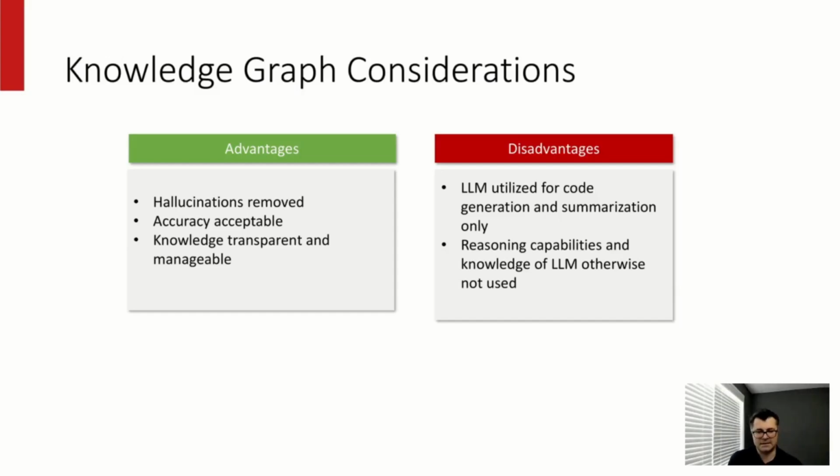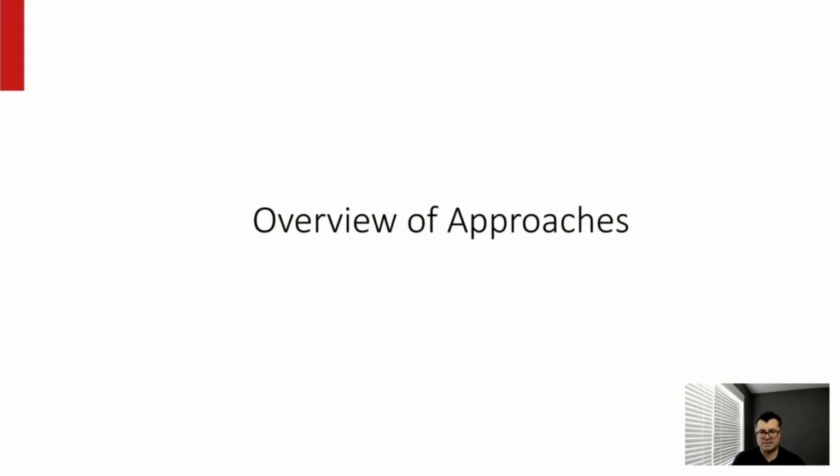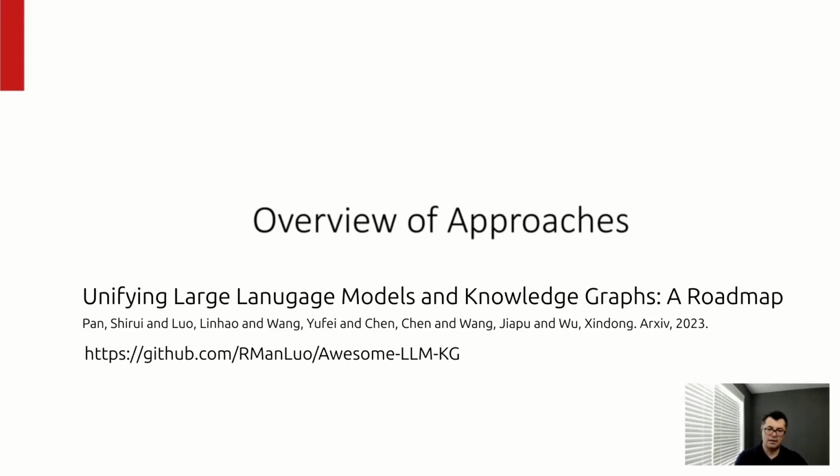So that's kind of what this last segment of this presentation is about. We take a look at what's available out there. There is a literature survey called Unifying Knowledge Graphs and Large Language Models, a roadmap. I'm sharing a reference to it. A lot of the overview that follows is from that literature survey. A lot of the graphics I'm using are also from there.